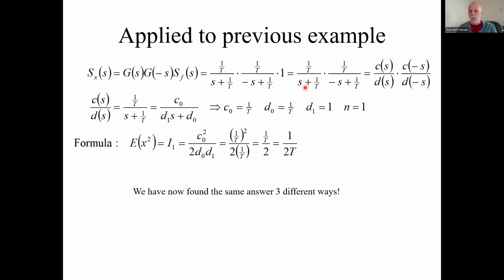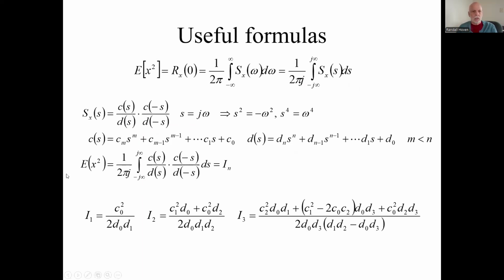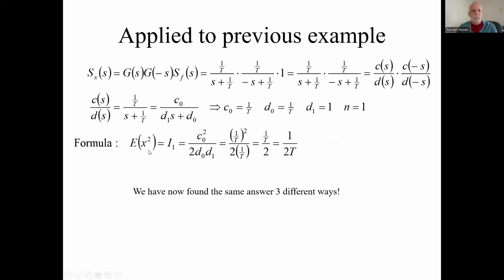Its pole is at -1 over T. That's in the left half plane. There is no 0, so we don't have to worry about that. So that breaks up like this. It's a constant over D1 S plus another constant. Remember these? Yeah, these are the formulas. In this case, we're just using this first order formula. The subscript of the coefficient is the power of the S.